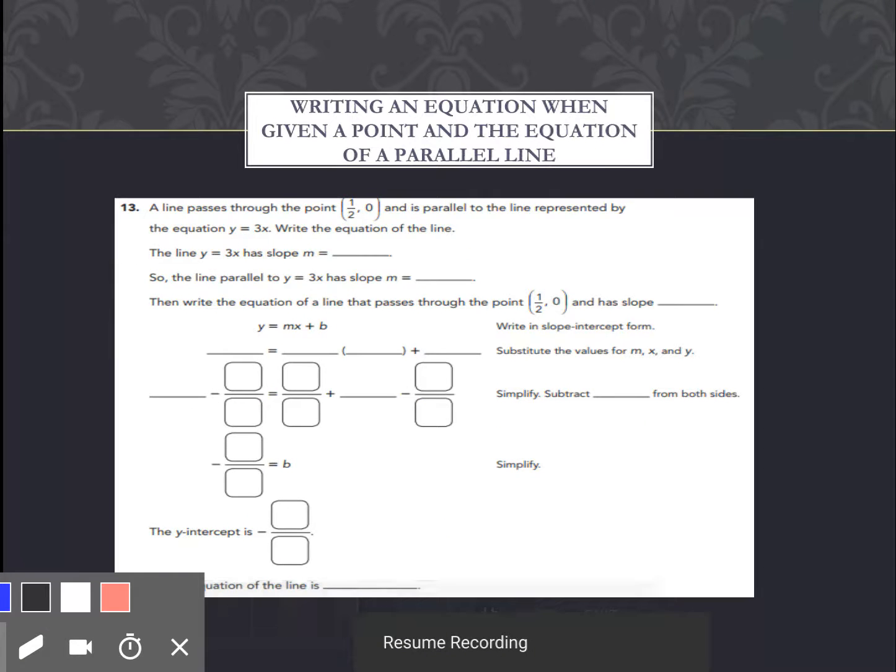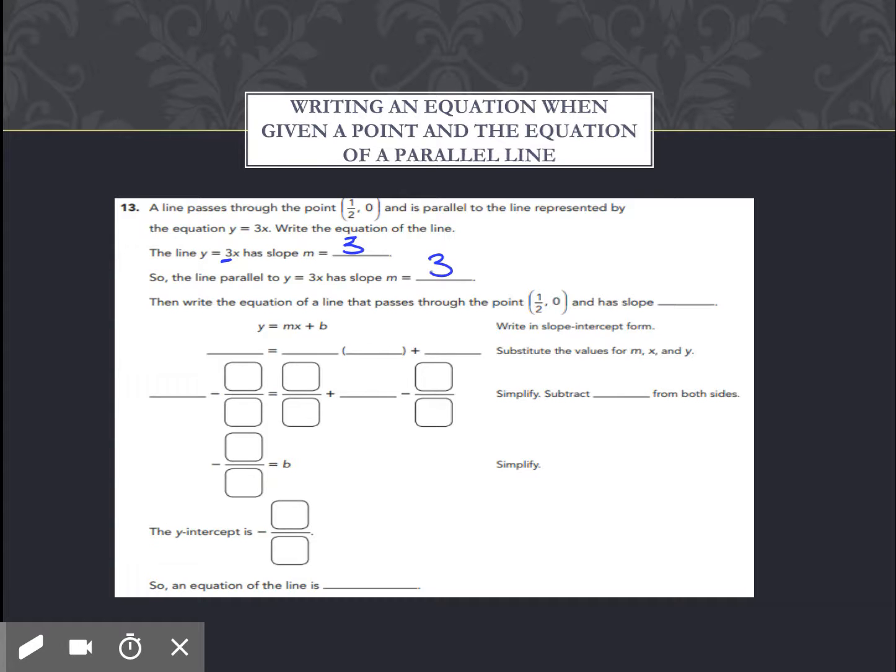Okay, so let's do number 13. A line passes through the point (1/2, 0) and is parallel to a line represented by y equals 3x. So we are writing the equation of the line. The line y equals 3x has a slope of 3. It's right in front of the x, so they made it nice and obvious for us. So the line parallel to y equals 3x will also have a slope of 3. So now we are going to find the y-intercept for our line with the point (1/2, 0) and a slope of 3.